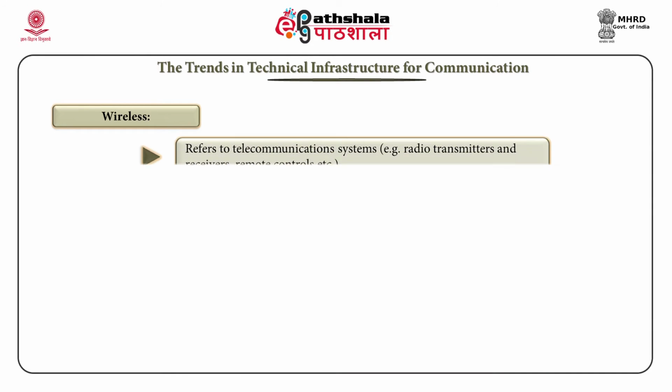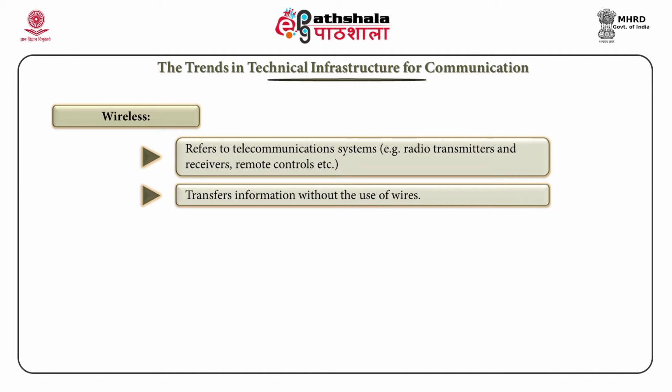Wireless. Wireless refers to telecommunication systems, for example, radio transmitters and receivers, remote controls, etc., which use some form of energy, for example, radio waves, acoustic energy, etc., to transfer information without the use of wires. Information is transferred in this manner over both short and long distance.